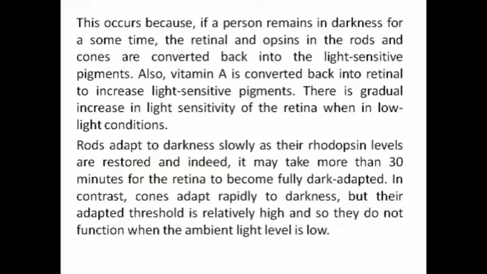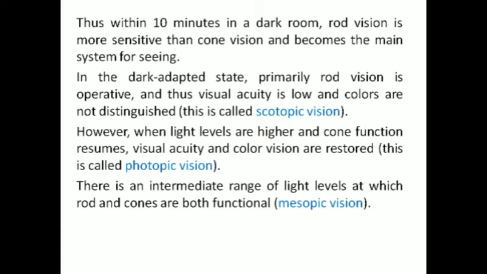Rods adapt to darkness slowly as their rhodopsin levels are restored, and indeed, it may take more than 30 minutes for the retina to become fully dark adapted. In contrast, cones adapt rapidly to darkness, but their adapted threshold is relatively high, and so they do not function when the ambient light level is low. Thus, within 10 minutes in a dark room, rod vision is more sensitive than cone vision and becomes the main system for seeing.